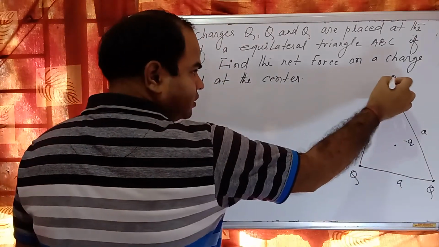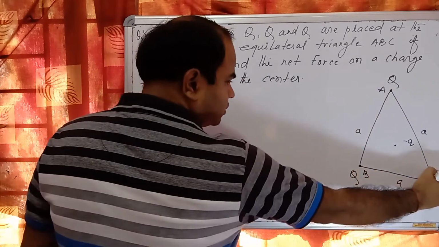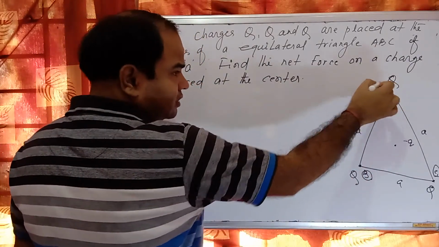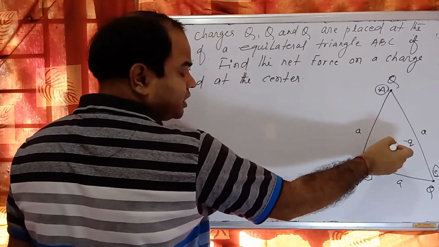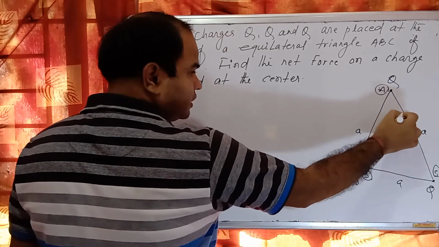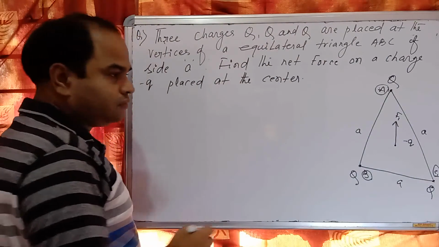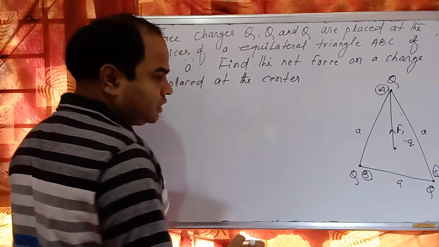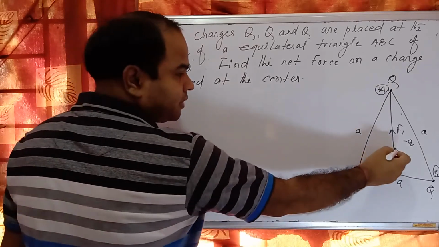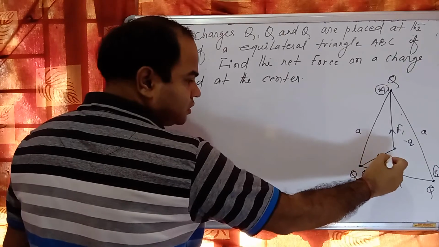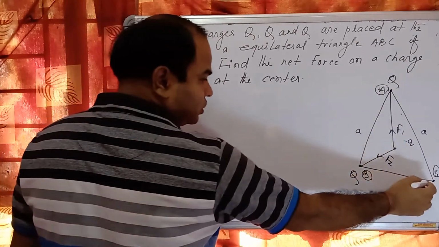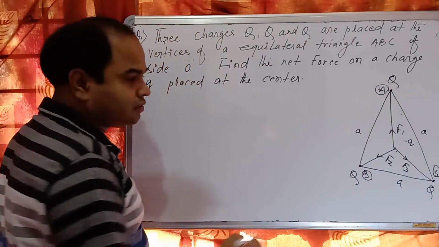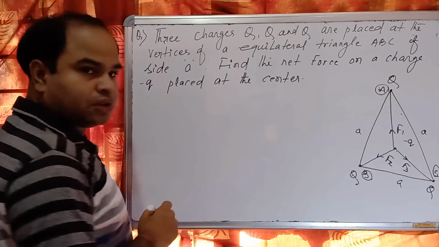Okay, so let us say this is A, this is B and this is C. The charge placed at vertex A, that is Q, will attract the charge minus Q towards itself. So let us say this is F1. Similarly, charge Q placed at B will attract minus Q towards itself. So let us say this is F2. Charge Q placed at C will also attract the charge minus Q at the center towards itself. So this is F3.